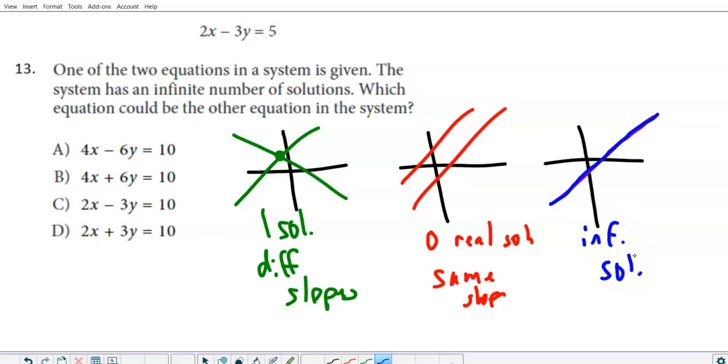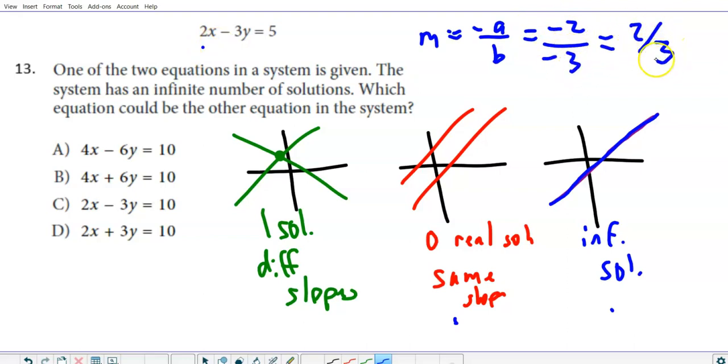And if the slope is the same and the y-intercept is the same, here the y-intercept is different. So different y-intercept here, same y-intercept here. So this would have to have the same slope. If you remember this trick, the slope is the opposite of A over B. It's one of the most useful shortcuts I know. So the opposite of A would be opposite of 2 over B, which is -3. So I know the slope of this one is 2/3. So if I want it to be an infinite number of solutions, I know the slope has to be 2/3.